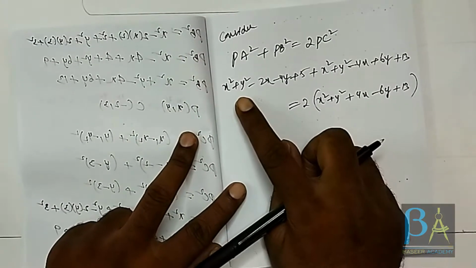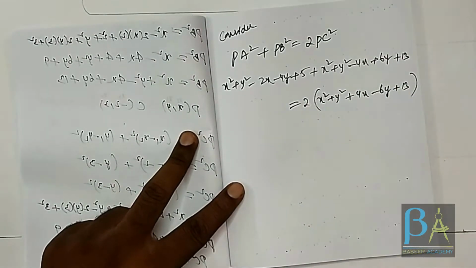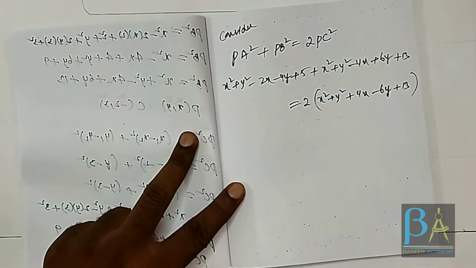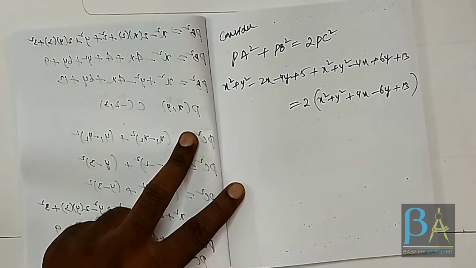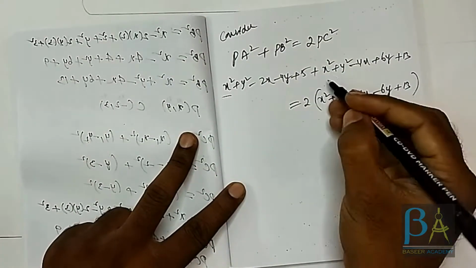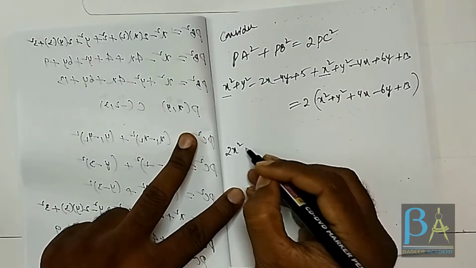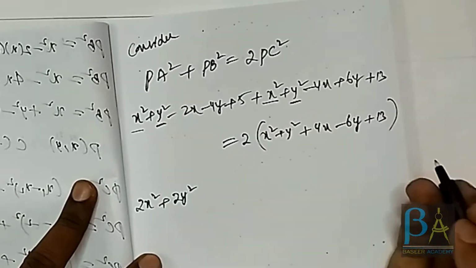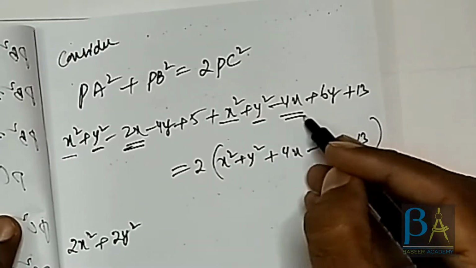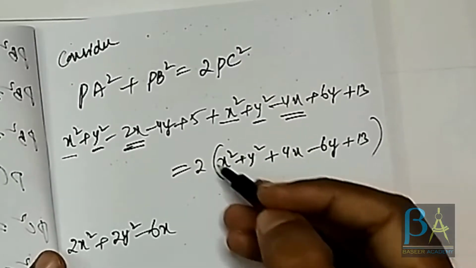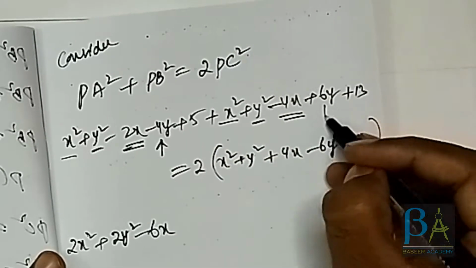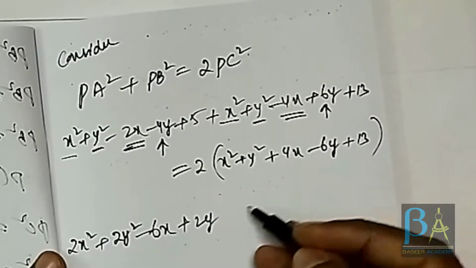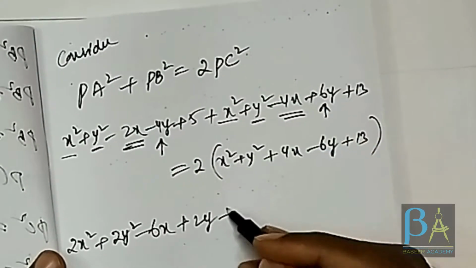Now it is better for you to write the entire thing in just one line, but since the space wasn't sufficient for me, I wrote the right hand side below. Let's see this. Now x square plus x square gives me 2x square. Similarly y square plus y square gives me 2y square. And now minus 2x minus 4x gives me minus 6x, minus 4y plus 6y gives me 2y, and 13 plus 5 gives us 18.